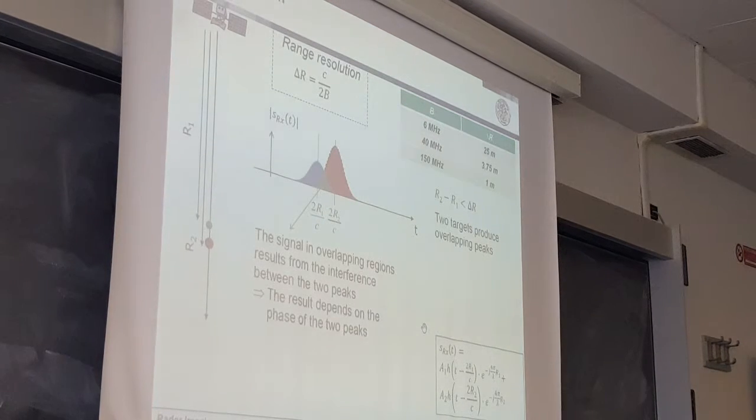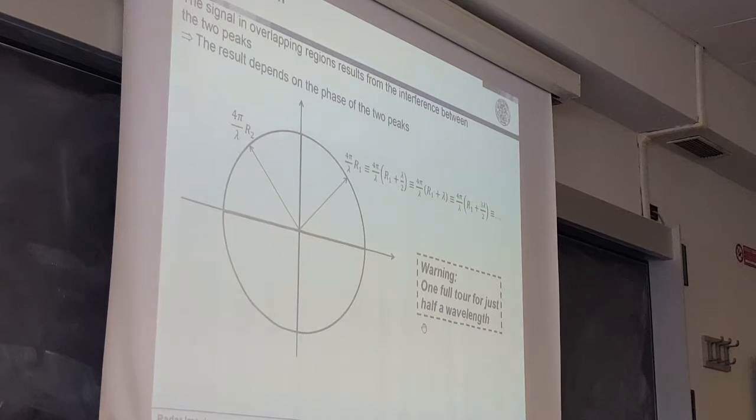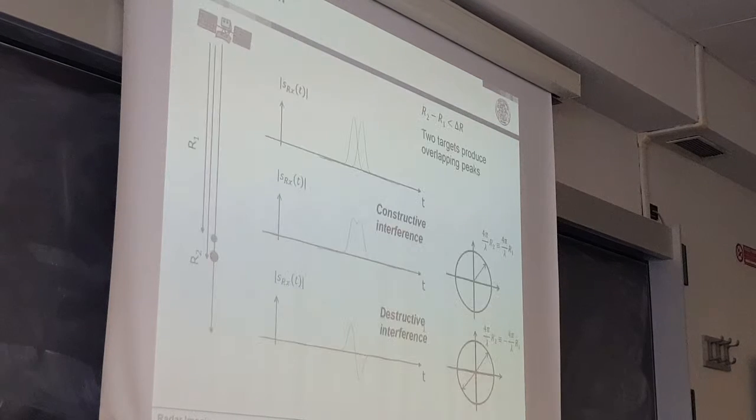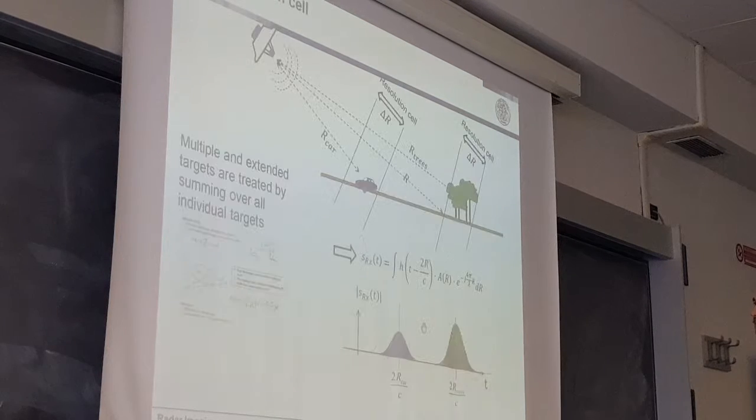So far so good. This is something we saw already, so these slides are just summarizing this old concept. And then of course, when you have multiple targets in the same range cell, then you have interferences, which can be either constructive or destructive.